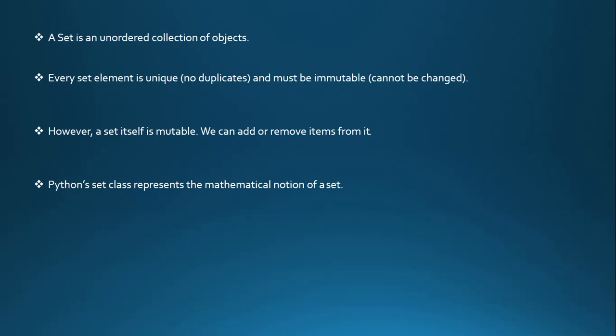We can add or remove items from it. So we cannot change the item. Items are immutable, but the set is mutable. That means we can add more items to the set or remove any item from the set, but we cannot update an item in the set. The Python set class represents the mathematical notation of set, as I have already told you. Now we will see some practical examples of set.